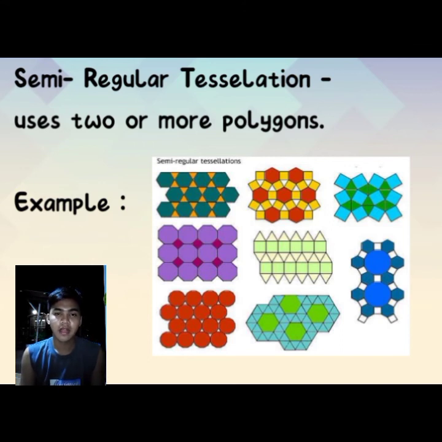So that's all sa coverage ako ang report. So again, when we say regular tessellations, it uses only one regular polygon. So in semi-regular tessellations, it uses two or more regular polygons.